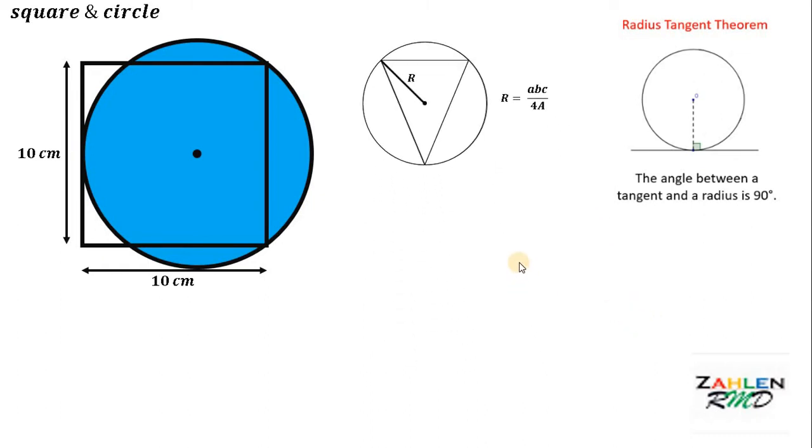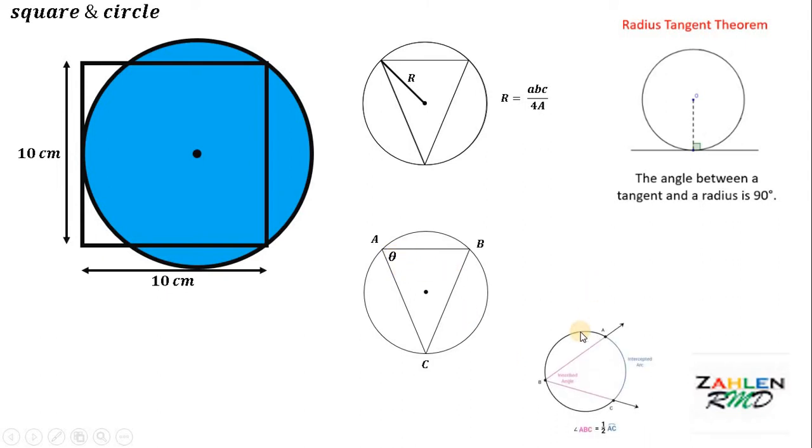Let's have a circle and a triangle inside of it. Next, let's name the vertices of the triangle as A, B, and C. Next, let's call angle BAC as theta. Now we know that the measure of an inscribed angle is half the measure of its intercepted arc. Therefore, the measure of arc BC must be equal to 2 theta.